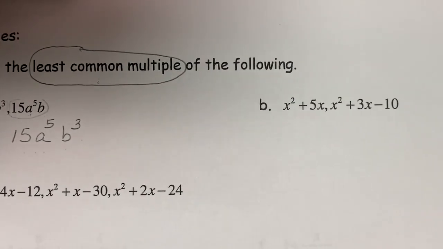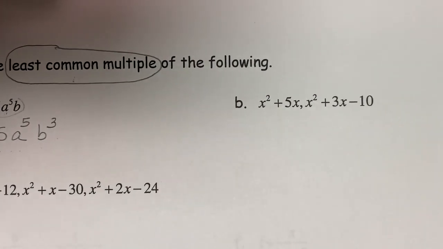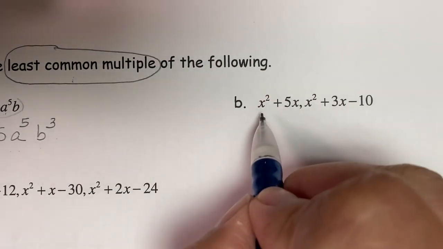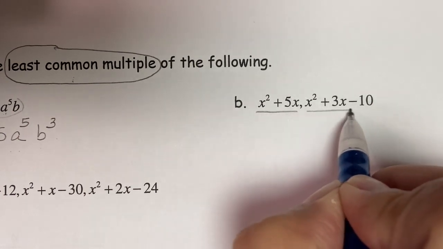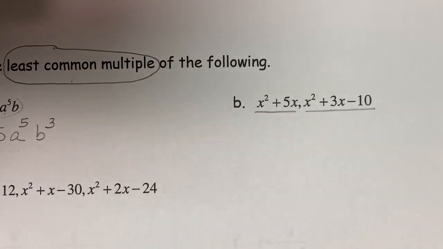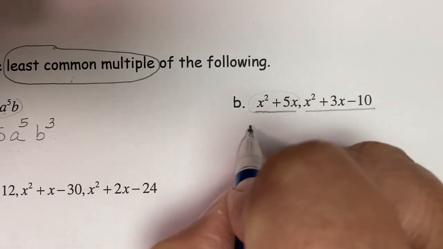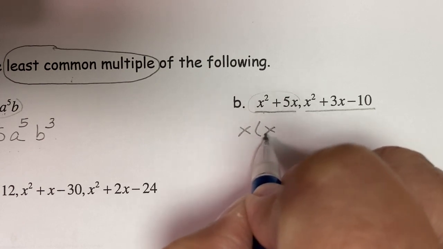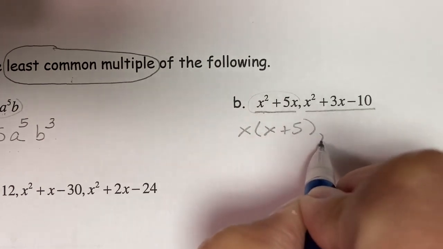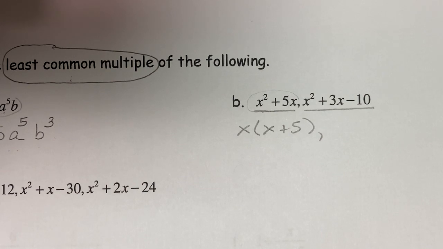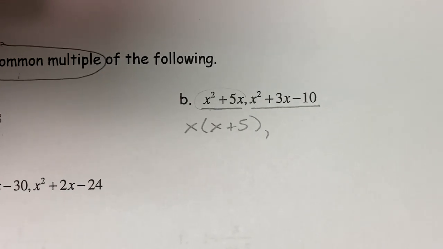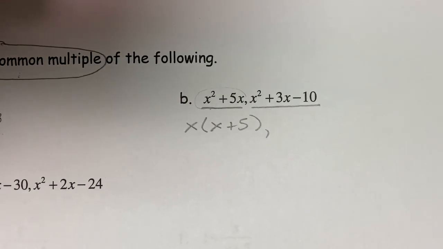Well, let's look at B, and then I'm going to have you do C on your own. If I look at these expressions, I see that they both factor. That's the first thing that you're always going to want to do. If I factor this first binomial, I can factor an x out, which would leave me with x plus 5. Why don't you pause the video and factor the second expression and then come back and make sure you've done it correctly.